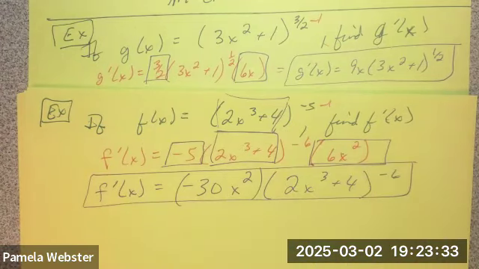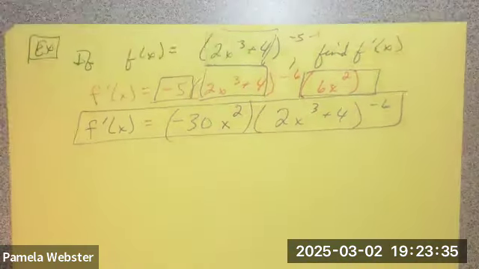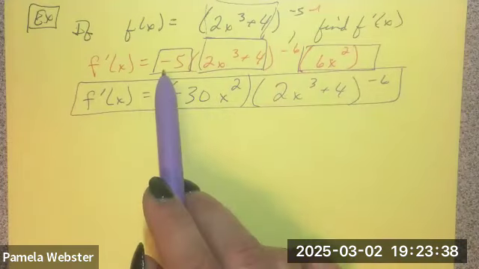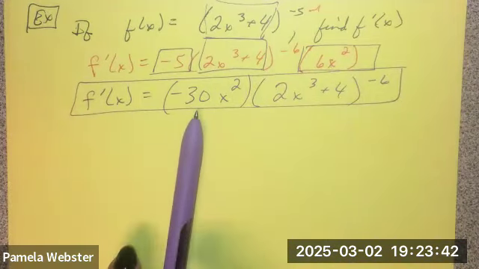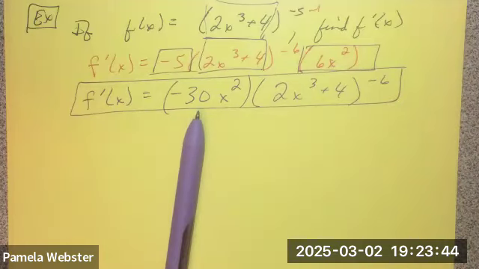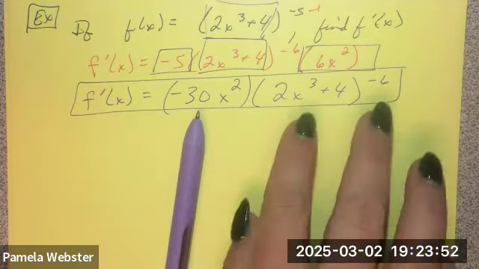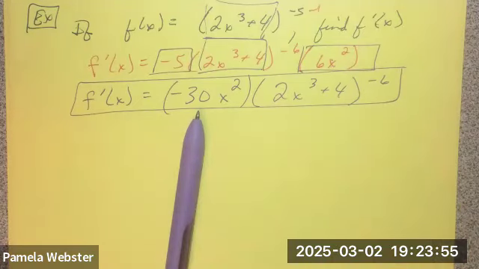So then I just said, well, I've got a negative 5 being multiplied. I've got a 6x squared being multiplied. Negative 5 times 6x squared, that's negative 30x squared. All right. I think so. All right. All that stuff's just along for the ride with that negative exponent on it. Everybody okay?